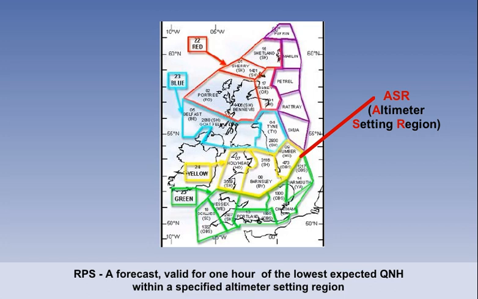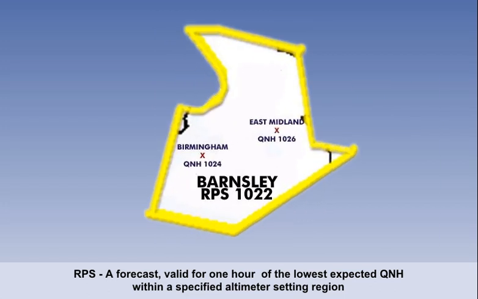However, even if we have the correct setting within a region, on approach to an airfield, the controller will still ask us to set the airfield's QNH, because it may be slightly different. The reason for this is that the RPS value is valid for 1 hour based on the lowest forecast QNH within the region. Our airfield will most probably have a slightly higher pressure value and be more up-to-date than the RPS value.